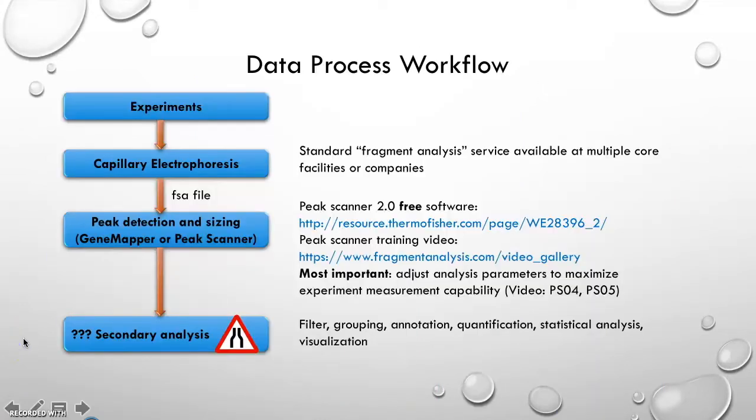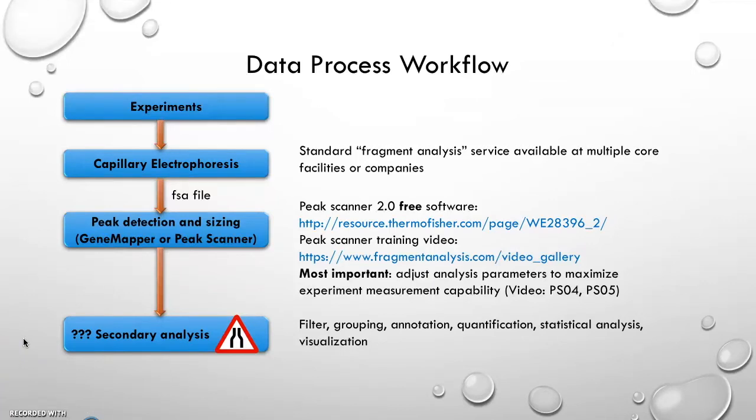Let us take a look at the general workflow of your data process. You perform experiments, and submit your samples to any core facility or company who can provide fragment analysis service. After you get the output FSA files from the CE instrument, you can use GeneMapper or Peak Scanner to do primary data analysis, including baselining, peak detection and sizing. If you are a new user for data processing or want to learn more tricks of the software, go to the fragmentanalysis.com video gallery site. It is important to adjust analysis parameters to maximize your experiment measurement capability. Videos PS04 and PS05 would be a good help.